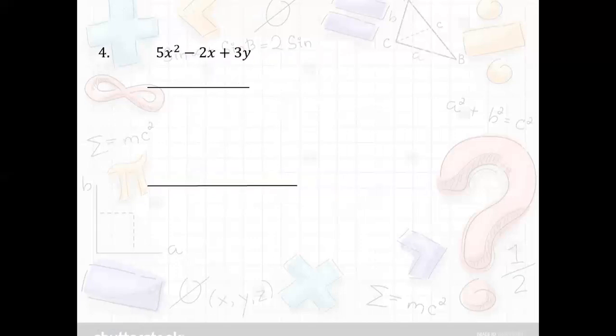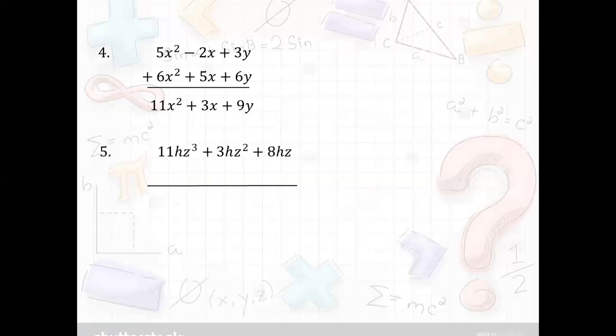Moving to the next question, here we have 5x squared minus 2x plus 3y plus 6x squared plus 5x plus 6y. All you need to do is add them. 6 plus 5 is going to give you 11x squared, minus 2 plus 5 will give you 3x, plus 3 plus 6 will give you plus 9y. It's easy. Question number 5, we have 11hz plus 3hz squared plus 8hz, 9hz plus the polynomial down.